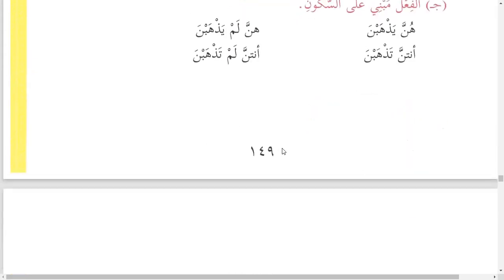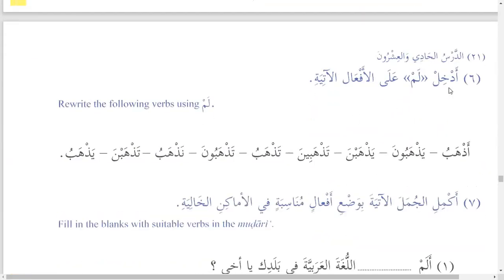Okay, excellent. So today now we have here fi'l al-amr adkhil lam ala al-af'al al-atiya. Adkhil means to enter, but we can say add lam, or when we want to translate it, rewrite the following verb using lam. So basically we have to use lam with these verbs. Okay, adhabu. Yes, please. Lam adhab. Okay, excellent. And then the next one.